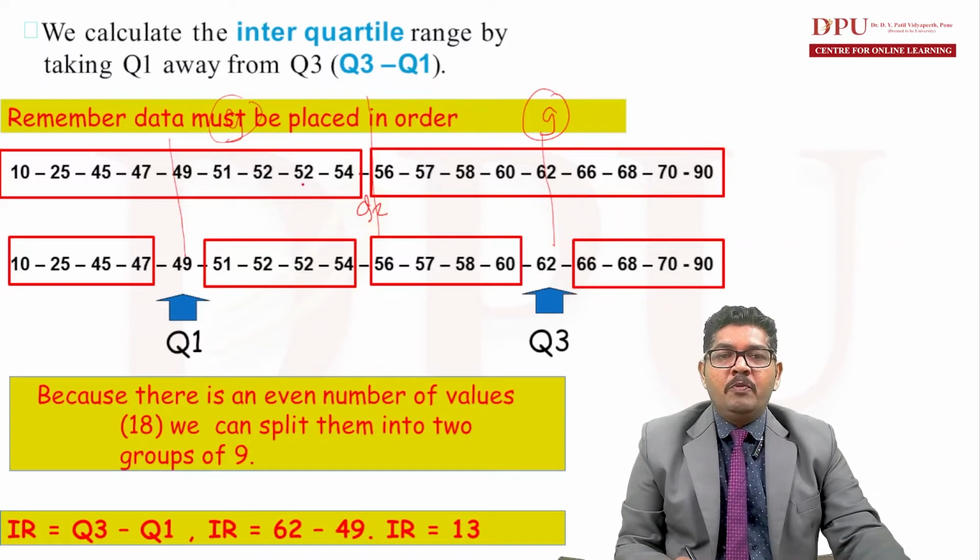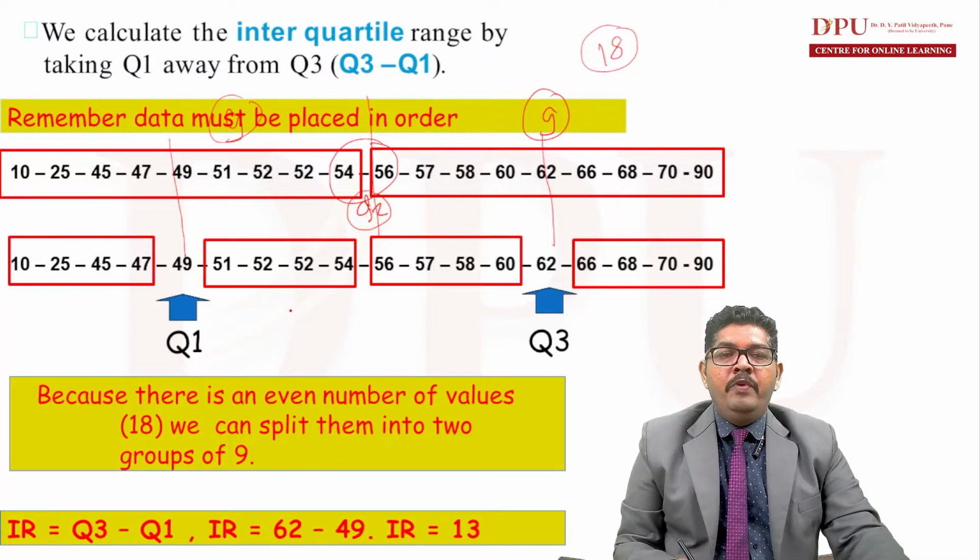Right. So first of all, we divided the entire data into two equal halves. This particular part will give us Q2. Now as the number of observations in this particular data set consist of 18 observations, total number of 18 observations, the Q2 or median will be the average of the middle two values. Right. So this is the Q2 value.